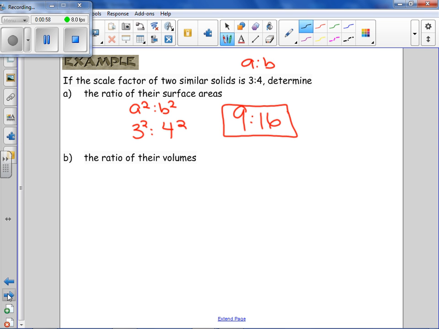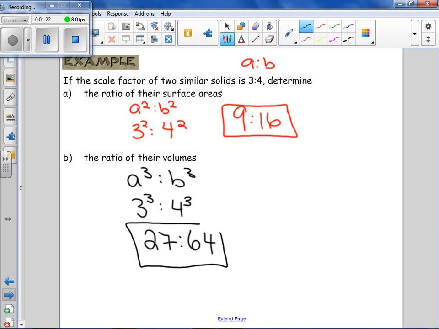Now, what is new to us is then the ratio of their volumes. Well, that first slide said that if we want to find volumes, it is then a cubed to b cubed. So my a is 3 and my b is 4. And now I grab my calculator and I punch in 3 to the power of 3. You should get 27. 4 to the power of 3 is 64.